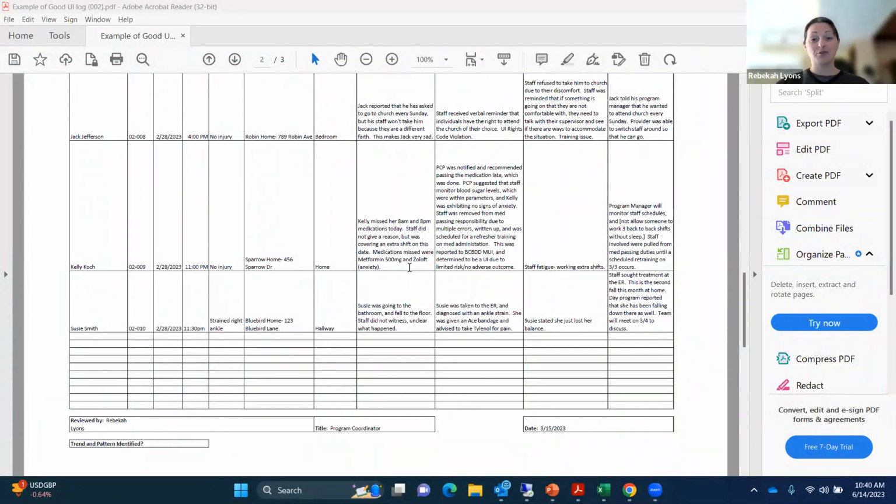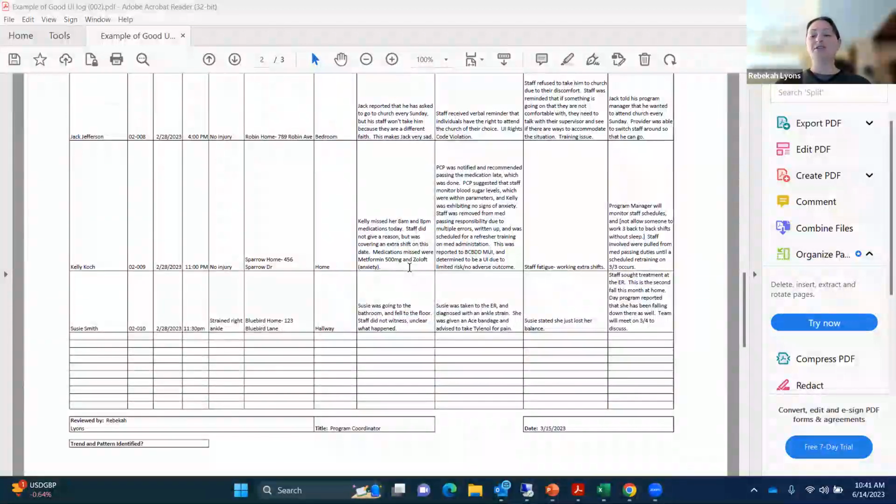Again, your primary care was notified. They gave recommendations. Again, it notes that it was reported to the MUI unit, determined to be a UI. Fantastic. Now, this one's interesting because we understand this staff was fatigued, working a lot of extra shifts. That was why this med was missed. So our prevention plan wants to address that. Maybe the program manager needs to monitor the staff schedules.